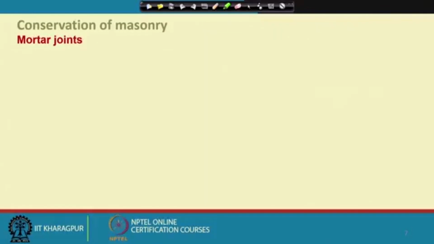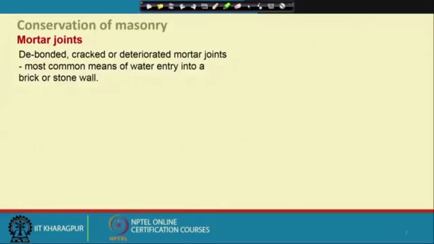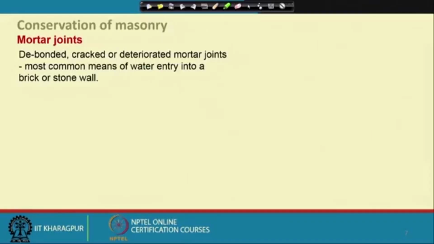While discussing some of the major repair and maintenance methods of all these well known structures in India, let us talk about mortar joints, which are again a very important part of the maintenance and repair method. Mortar joints hold the ashlar, the stone or the bricks in place. So, debonded, cracked or deteriorated mortar joints are the most common means of water entry into a brick or stone wall.